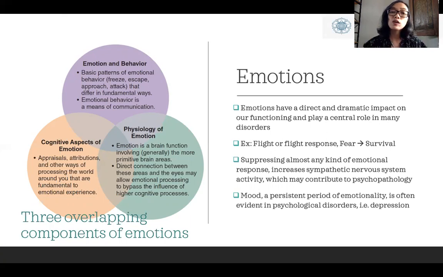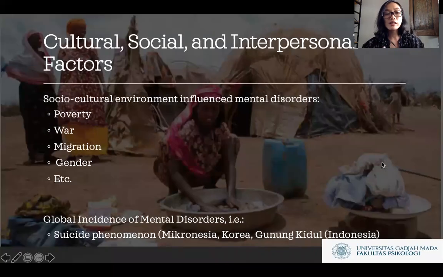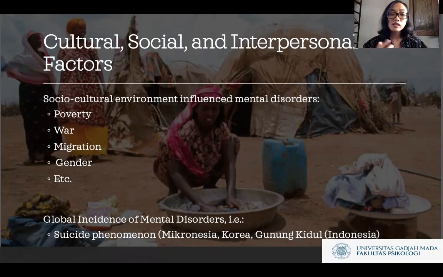So we now know that suppressing emotion, almost any kind of emotion such as anger or fear, will increase the sympathetic nervous system activity, which may contribute to psychopathology. So this emotional state, for example, like depression, yeah, is regulated by the sympathetic nervous system activity. So given the wealth of neurobiological and psychological variables impinging on our life, the studies are beginning to demonstrate the substantial power and depth of social and cultural influences as well.